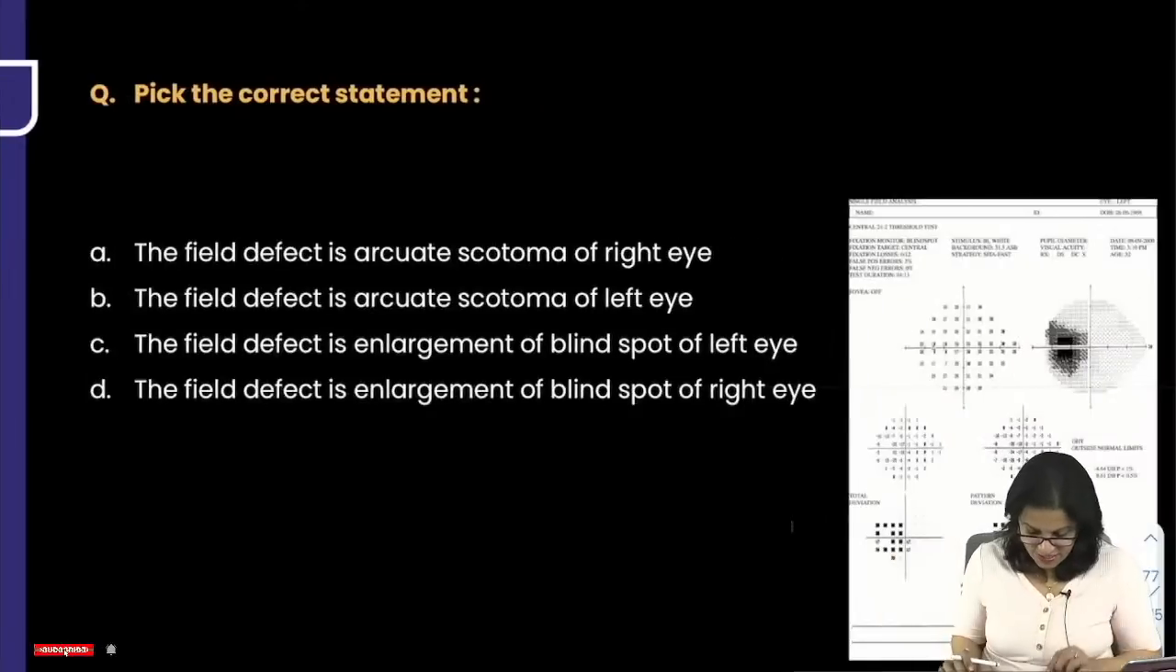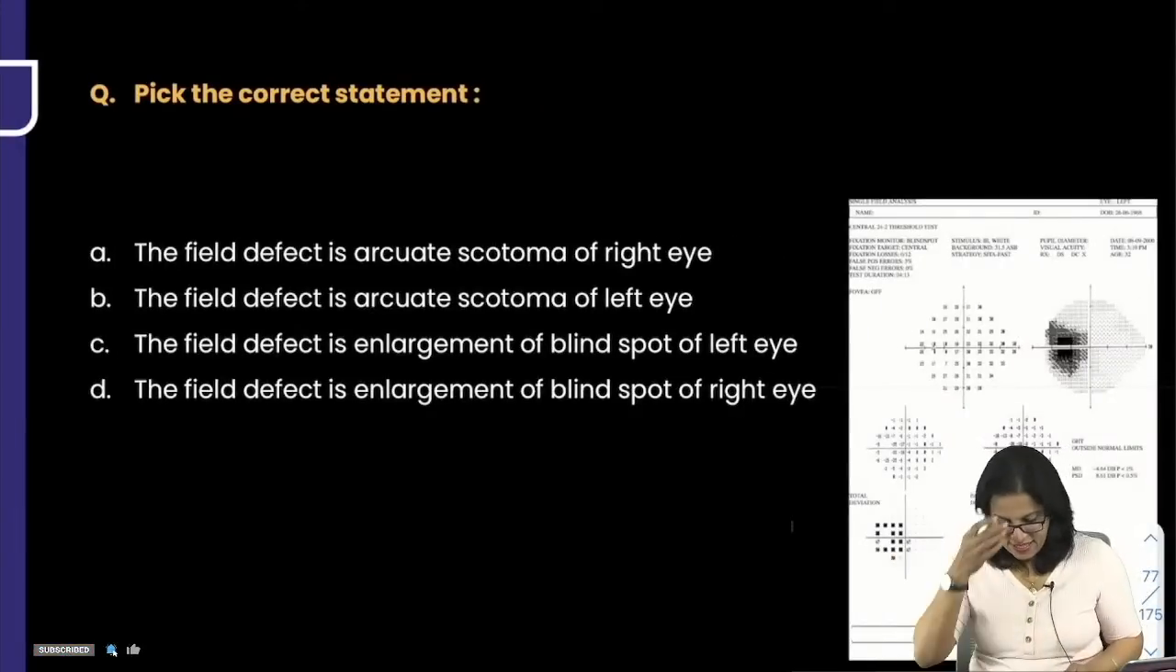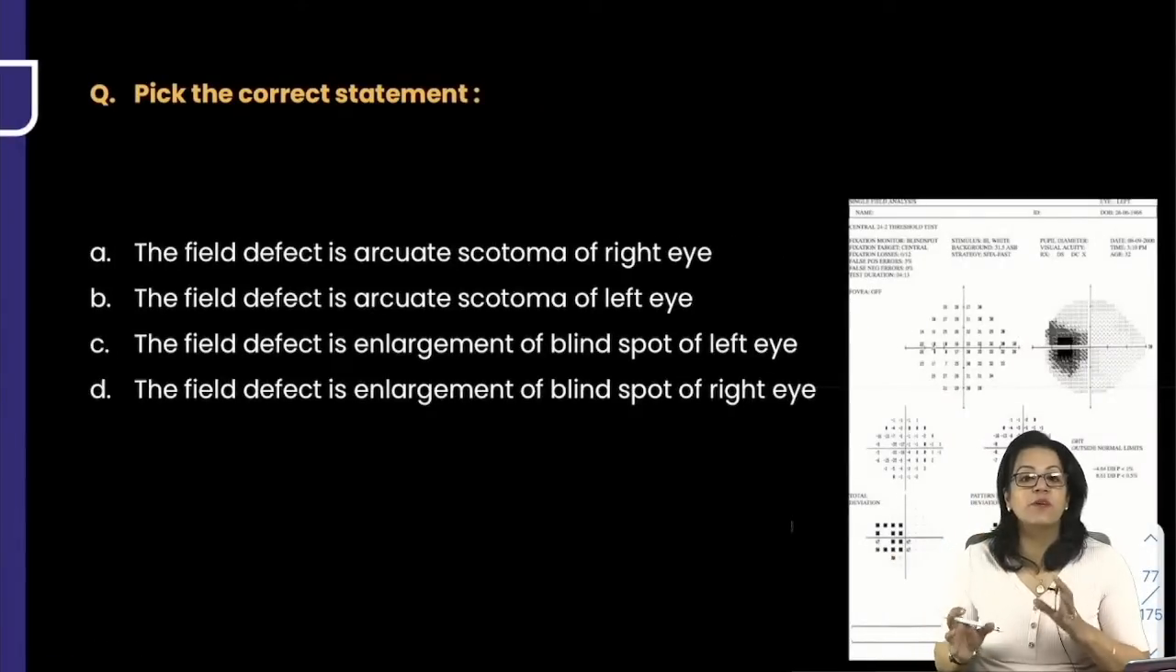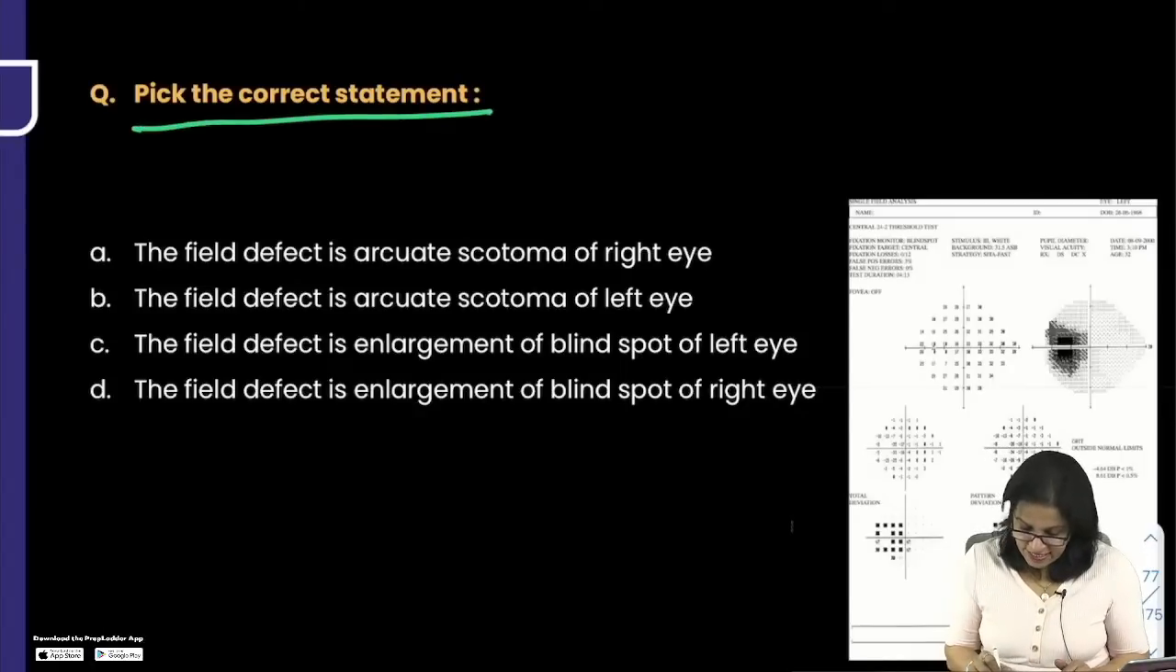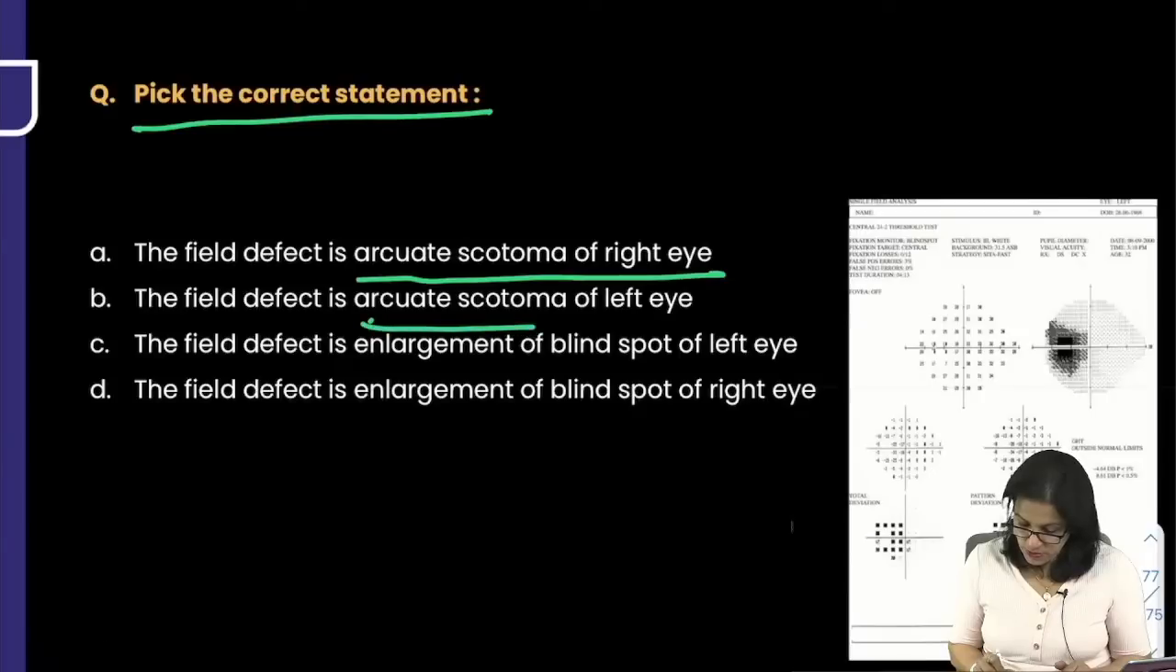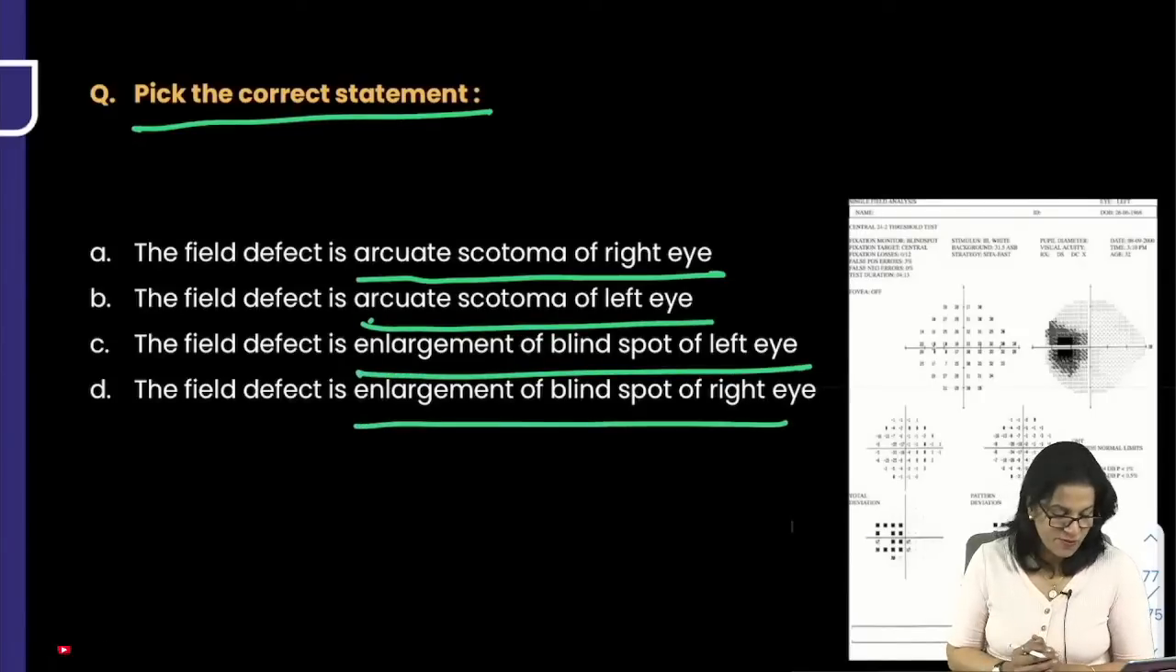Come to the next question. Then we will talk about the visual field defect. So, come to this question now. Pick the correct statement. The field defect is arcuate scotoma of the right eye, or arcuate scotoma of the left eye, enlargement of blind spot of left eye, enlargement of blind spot of right eye.